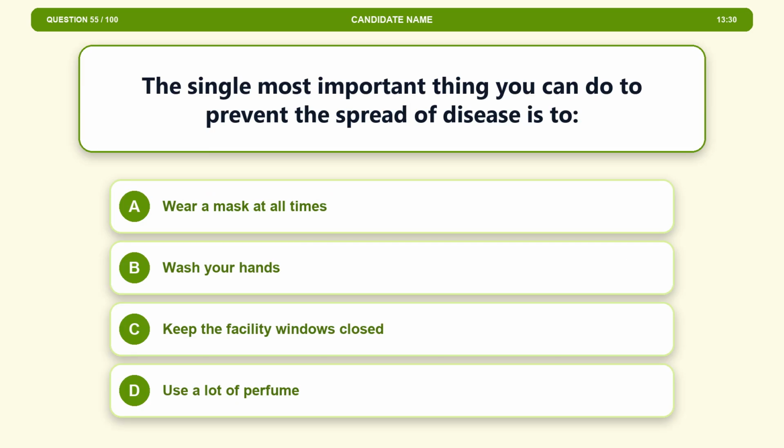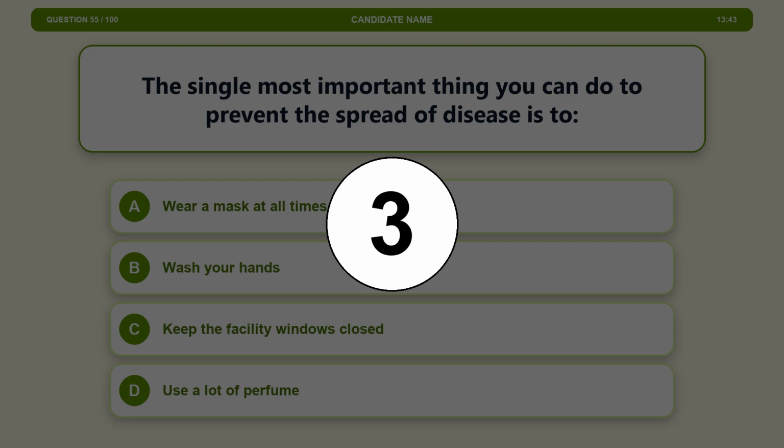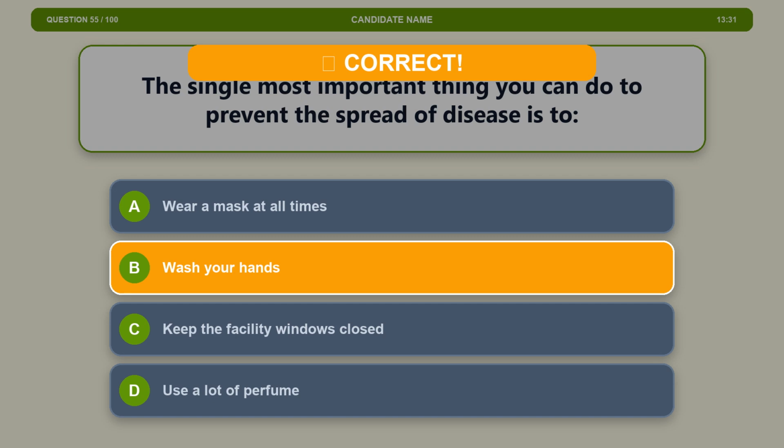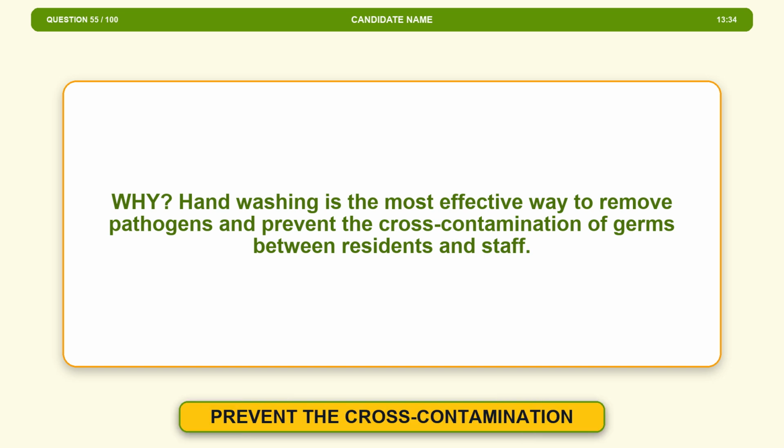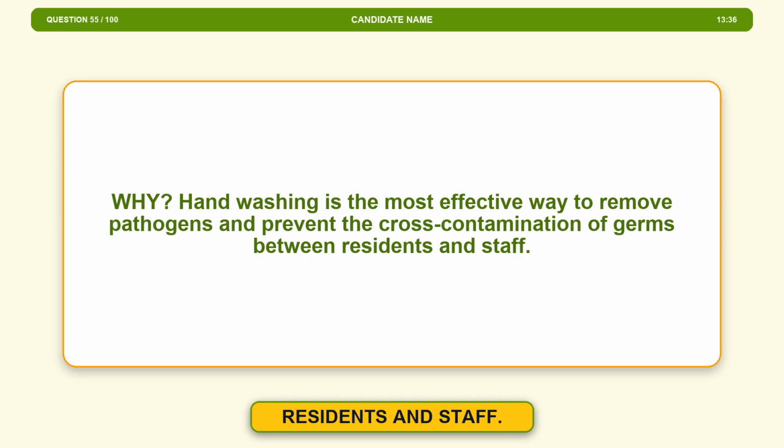Question 55. The single most important thing you can do to prevent the spread of disease is to: Option A, wear a mask at all times. Option B, wash your hands. Option C, keep the facility windows closed. Option D, use a lot of perfume. The correct answer is option B, wash your hands. Hand washing is the most effective way to remove pathogens and prevent the cross-contamination of germs between residents and staff.